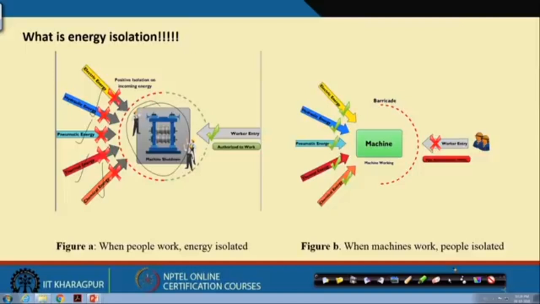What energy has man got? He has got brain, he has got ideas. If he has to set right this machine, first he has to make all these energies zero. Otherwise, if any of the energy opens out, people will be killed. So, the primary requirement for occupational safety and health, when people are going to work on machines or processes or equipment which have energy, is that the energy has to be made zero, zero, zero, zero.